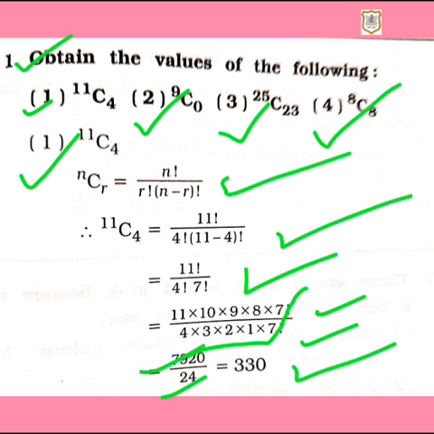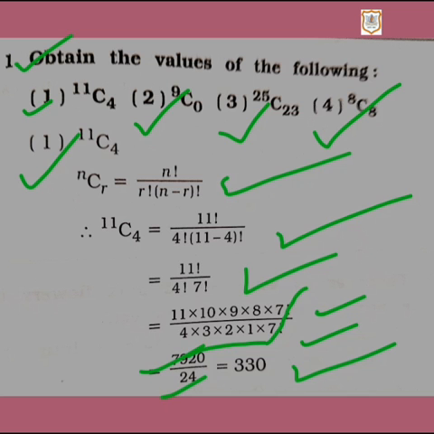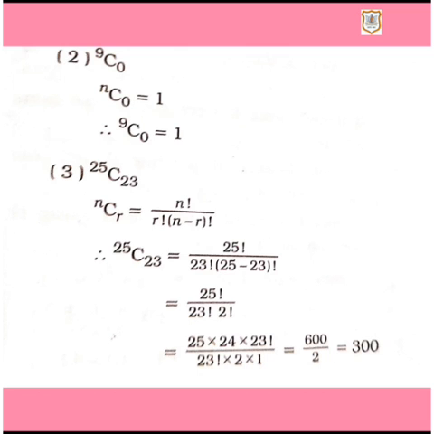Let's solve 9C0. Second sum is 9C0. We have studied the important results in which it was written nC0 is 1. So here also 9C0 will be 1. Now let's solve it and be more clear. It was an important result, but in this video we are going to prove it.